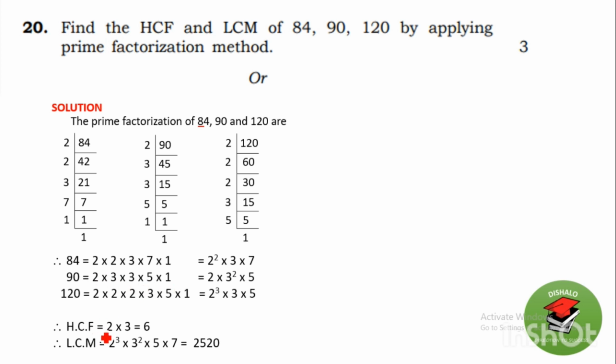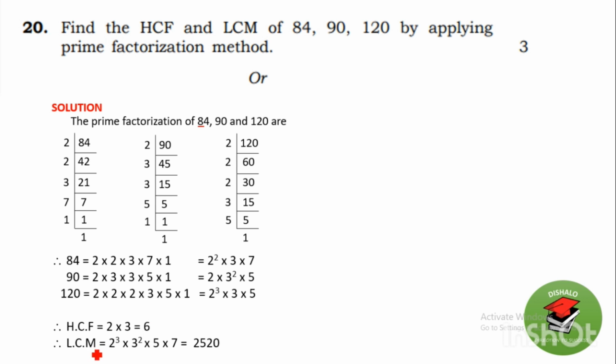Then HCF is the highest common factor. So which is the common factor in all the three? 2 is common, right? And 3 is common in all the three. Is 7 common? No, because these two don't have 7. Is 5 common? No, because this number does not have 5. Okay, so 2 into 3 is 6.